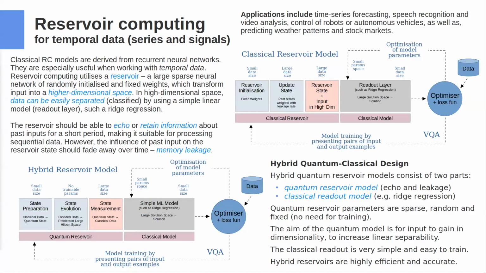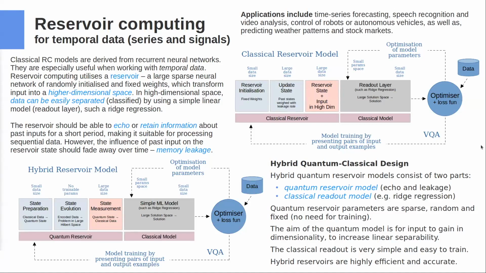One issue with the classical reservoir is that it should be able to echo the data. It should have memory. It should retain information about past inputs for a short period of time, and should also have so-called memory leakage. It should forget the data it saw a while ago. And that's the hardest part of reservoir computing: organizing the memory leakage.